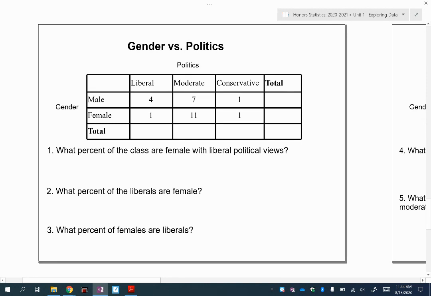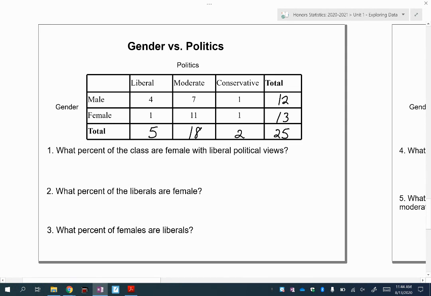All right, this time in this two-way table for gender and politics, I've actually put some spaces to calculate the marginal distributions. So we have how many students are male. We've got 12 students are male. For females, we've got 13 for a total of 25 students. And how many consider themselves to be liberal? 5, moderate 18, and conservative 2.